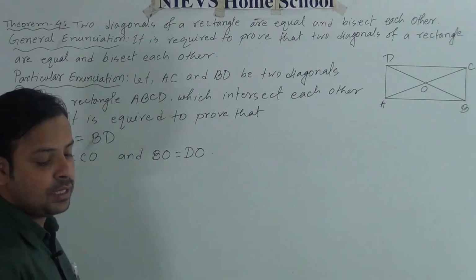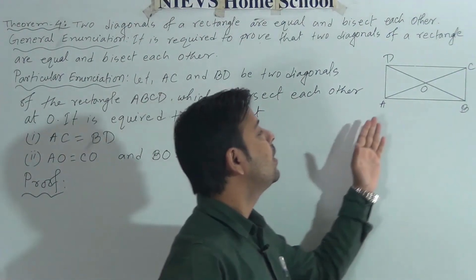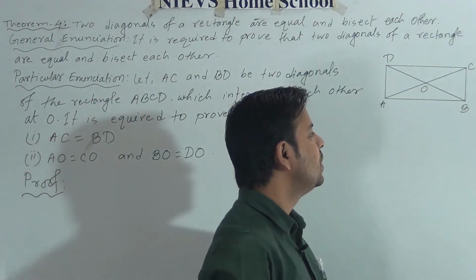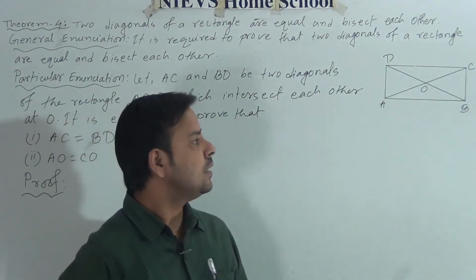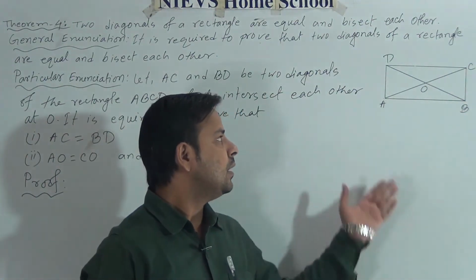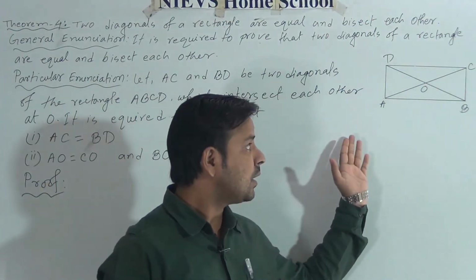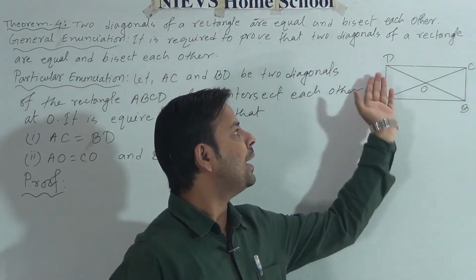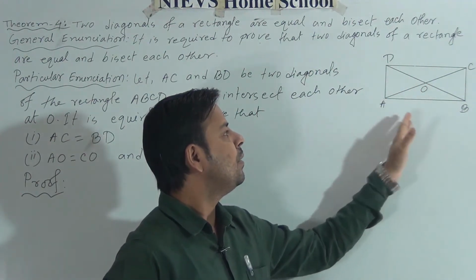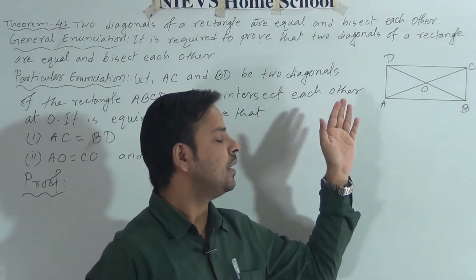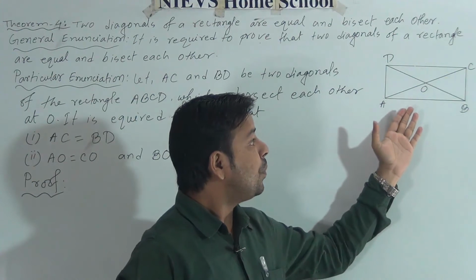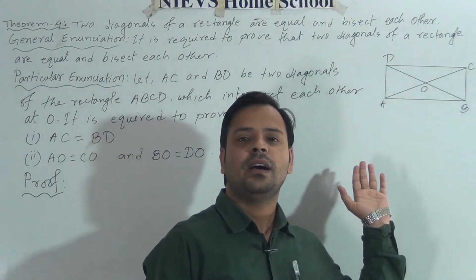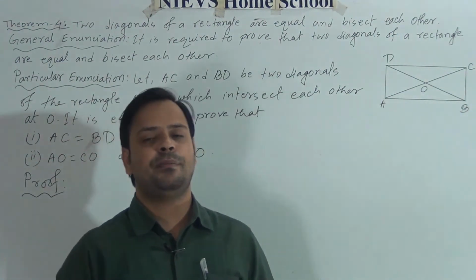Dear students, as we need to prove that the diagonals bisect each other, it means AO equal to CO and BO equal to DO. And you know that every rectangle is a parallelogram. What is parallelogram? Parallelogram means a quadrilateral whose opposite sides are parallel. It means that AB and CD are parallel, AD and BC are parallel. As opposite sides of rectangle are also parallel, so we can say every rectangle is a parallelogram.